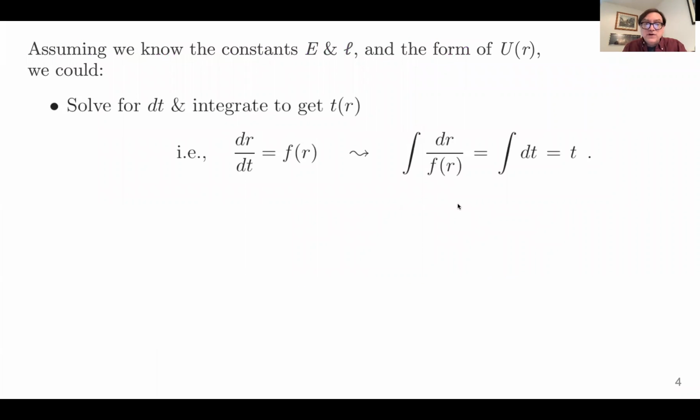So we can rearrange it a bit. It's separable. Integrate the r parts to get a function of r, integrate the dt just to get t itself. That gives us t as a function of r. Well, mathematically, you can then just take that and invert it to get r as a function of t.